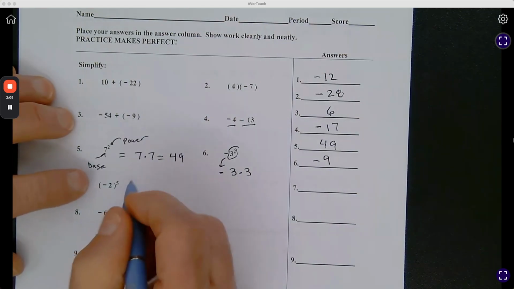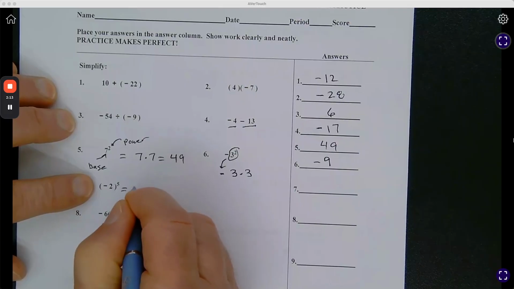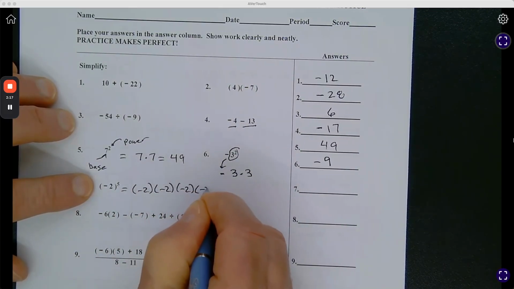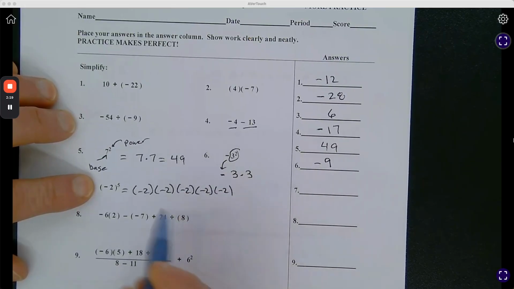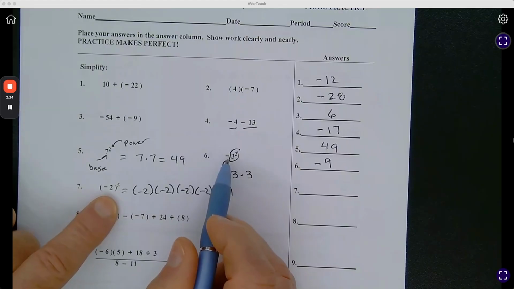Notice in this case, what's below the exponent is the parenthesis. So you're multiplying everything in the parenthesis together 5 times. Notice how the negative travels with it this time. So see the difference between these two, right?